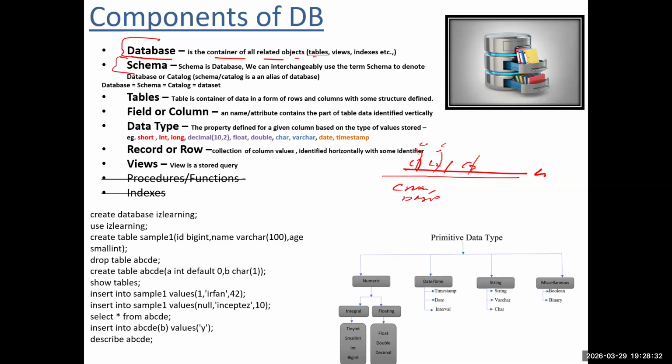So the views are also components of the database. So in a database we have tables and views. The table has the data in the form of rows and columns, right? When you say table, a minimum of one column is required.